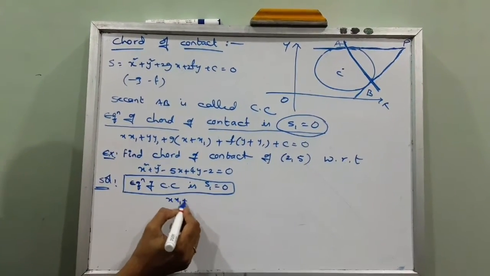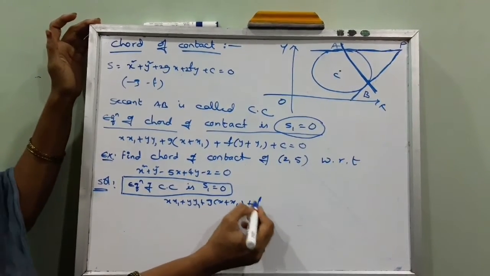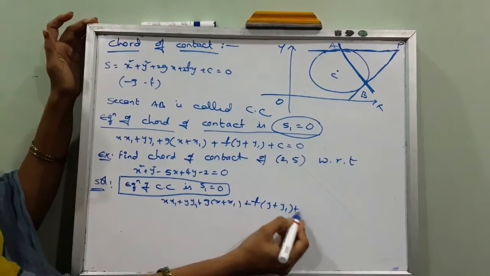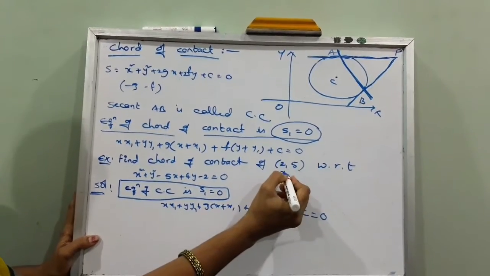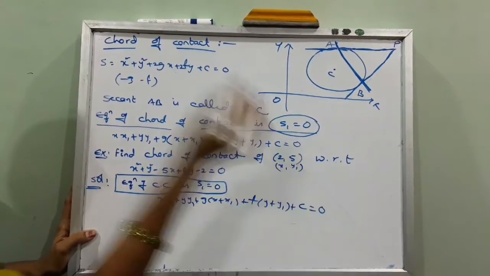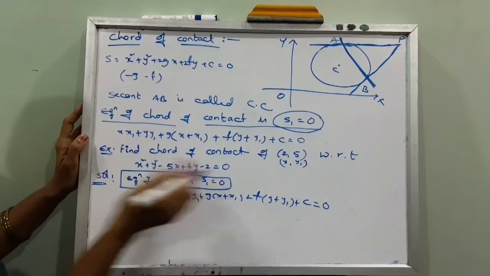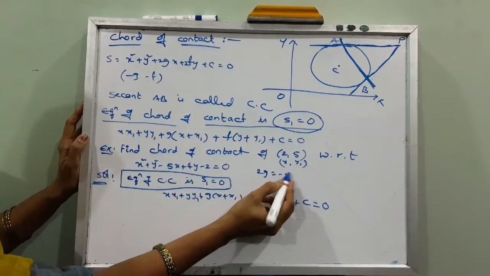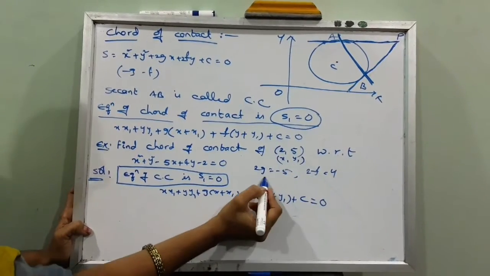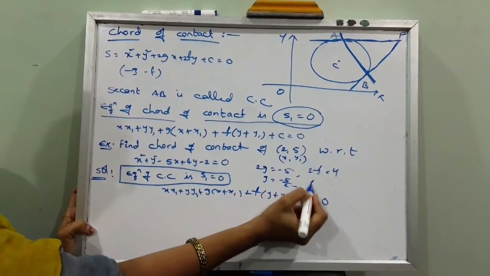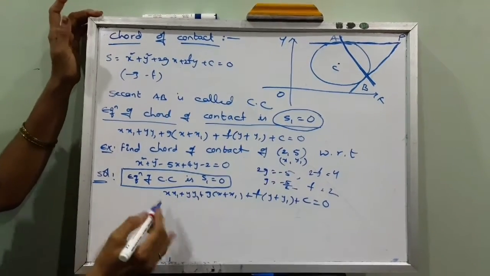What is S1 here? x x1 plus y y1 plus g(x plus x1) plus f(y plus y1) plus c is equal to 0. Now here x1 and y1 are given in the question. (x1, y1) is (2, 5) here. For g and f, comparing with the general form of a circle, 2g is equal to minus 5 and 2f is equal to 4. Then g is equal to minus 5 by 2, f is equal to 2. Now substitute all values.